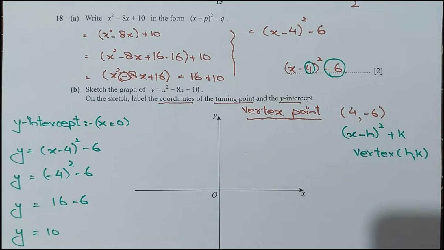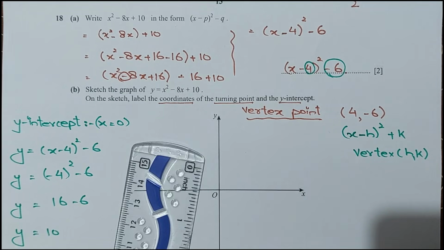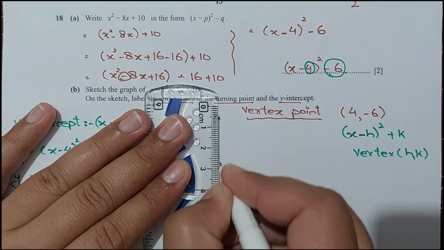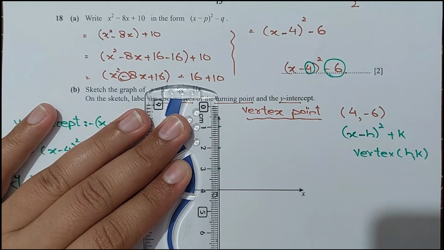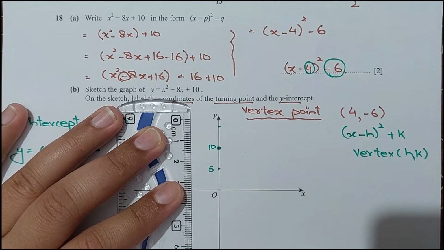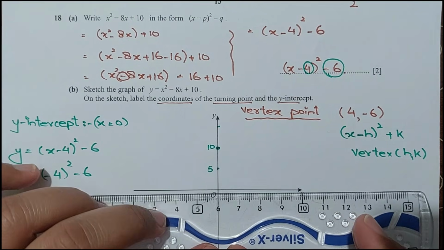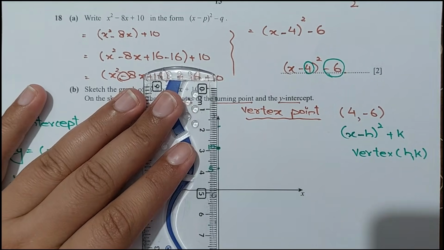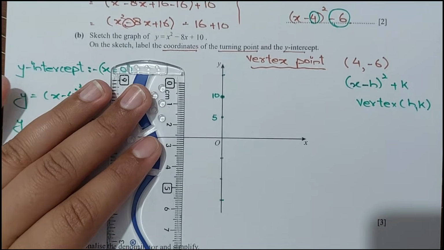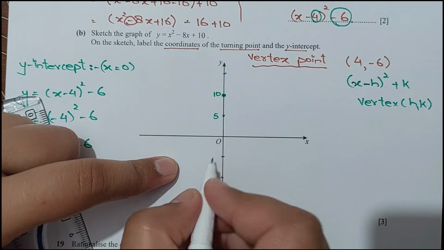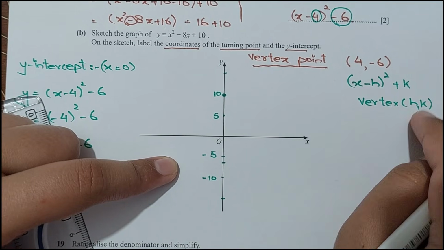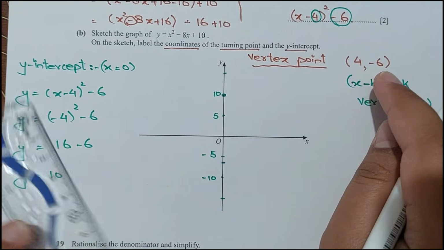So let me sketch this graph. Okay, we have 10. 1, 2, 3. Okay, let's say this is 5 and this is 10. This is the y-intercept which is 10. And on the x-axis, what we need, okay, the bottom, the downward as well. We need 1, 2, and 3 for the downward because we need the vertex negative 6. This would be 5, minus 5, and minus 10. So minus 6 is somewhere over here. The y and the x would be 4.